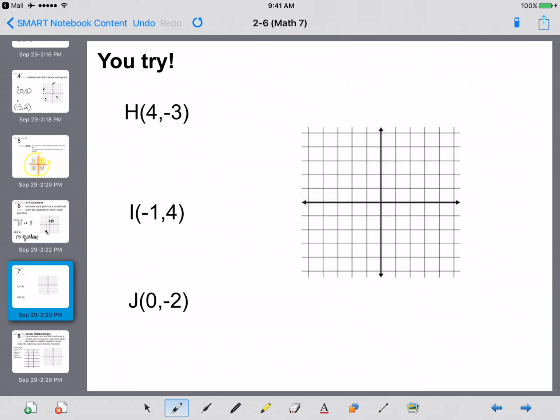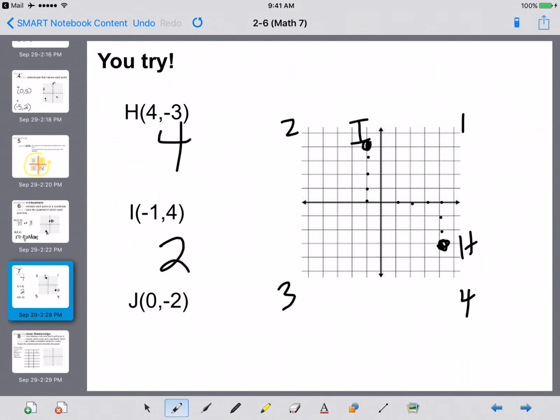Now you can pause here and try and check back with my work. So 4, negative 3, we're going left 4, 1, 2, 3, 4, down 3, 1, 2, 3, H. That's in quadrant 4. Because we've got 1, 2, 3, 4. I, negative 1, starting at the origin, back 1, up 4, 1, 2, 3, 4. That's point I. That's in 2.